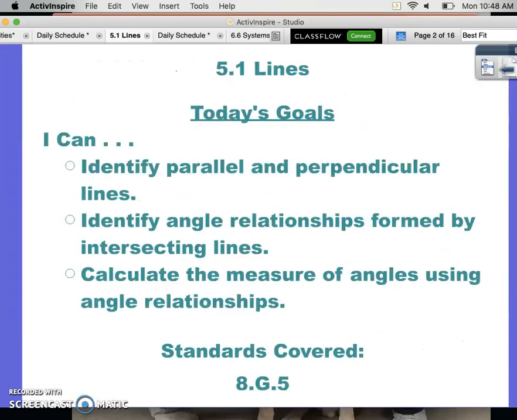Okay, so we're going to be starting 5.1. Your I can today is identify parallel and perpendicular lines, identify angle relationships formed by intersecting lines, calculate the measure of an angle using angle relationships.